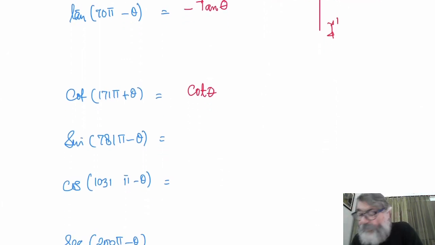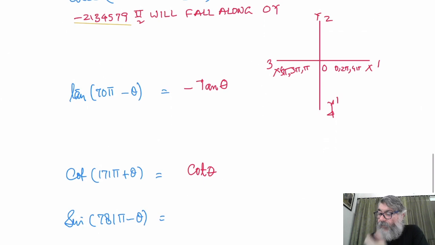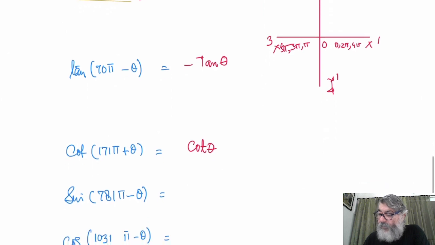Sine of 781 pi minus theta. 781 pi is again an odd multiple of pi. It will fall along the line OX dash, and because it is minus theta, it will go into the second quadrant. Because it comes here and then minus, so it goes into the second quadrant. In second quadrant, only sine and cosec are positive, so sine will remain sine only. It will be plus sine theta.